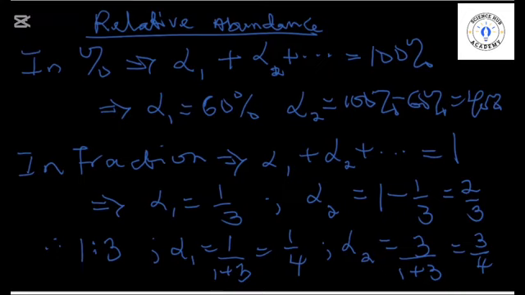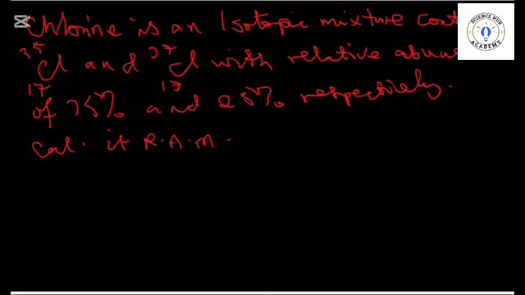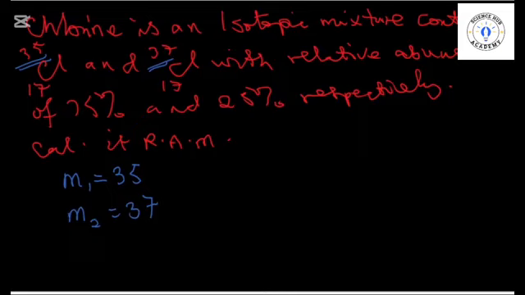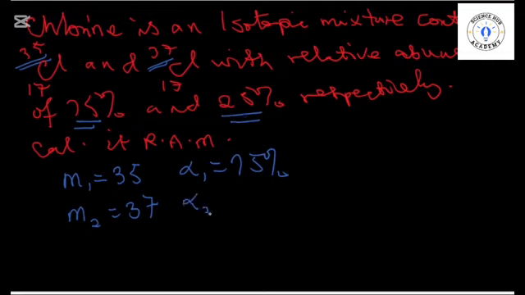So if you are given a question like this, where the compound has mass numbers, this is the first isotope and this is the second isotope. My M1, the atomic mass of isotope 1, is 35, and M2 is 37. Is that clear? Yes, sir. You can see that the first relative abundance, alpha 1, is 75%, and my alpha 2 will be what? 25%.